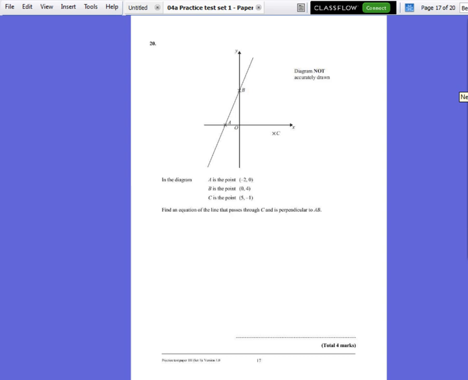Question 20. A is the point minus 2, 0. B is the point 0, 4. And C is the point 5, minus 1. Find the equation of the line that passes through C and is perpendicular to AB.